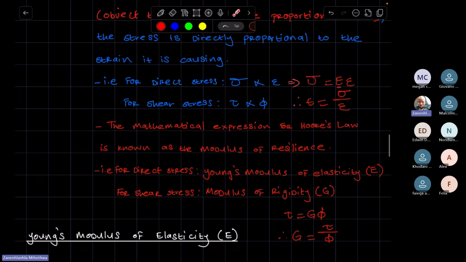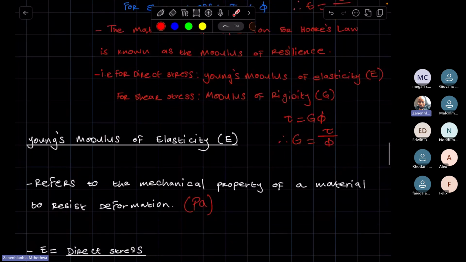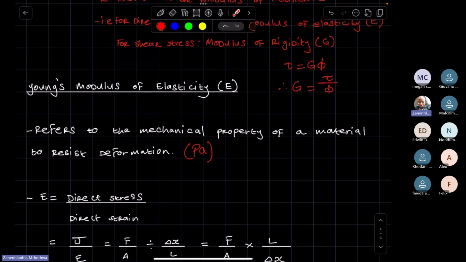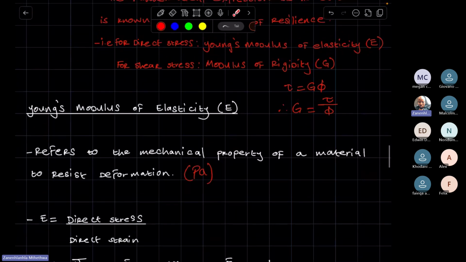No questions. Right. So this is the part that I've just explained. So let us look at Young's modulus of elasticity. In defining Young's modulus of elasticity, you can simply say that it is the mechanical property of a material that resists deformation. As long as the material is able to resist deformation, that is the part of the material where Hooke's law is being satisfied.